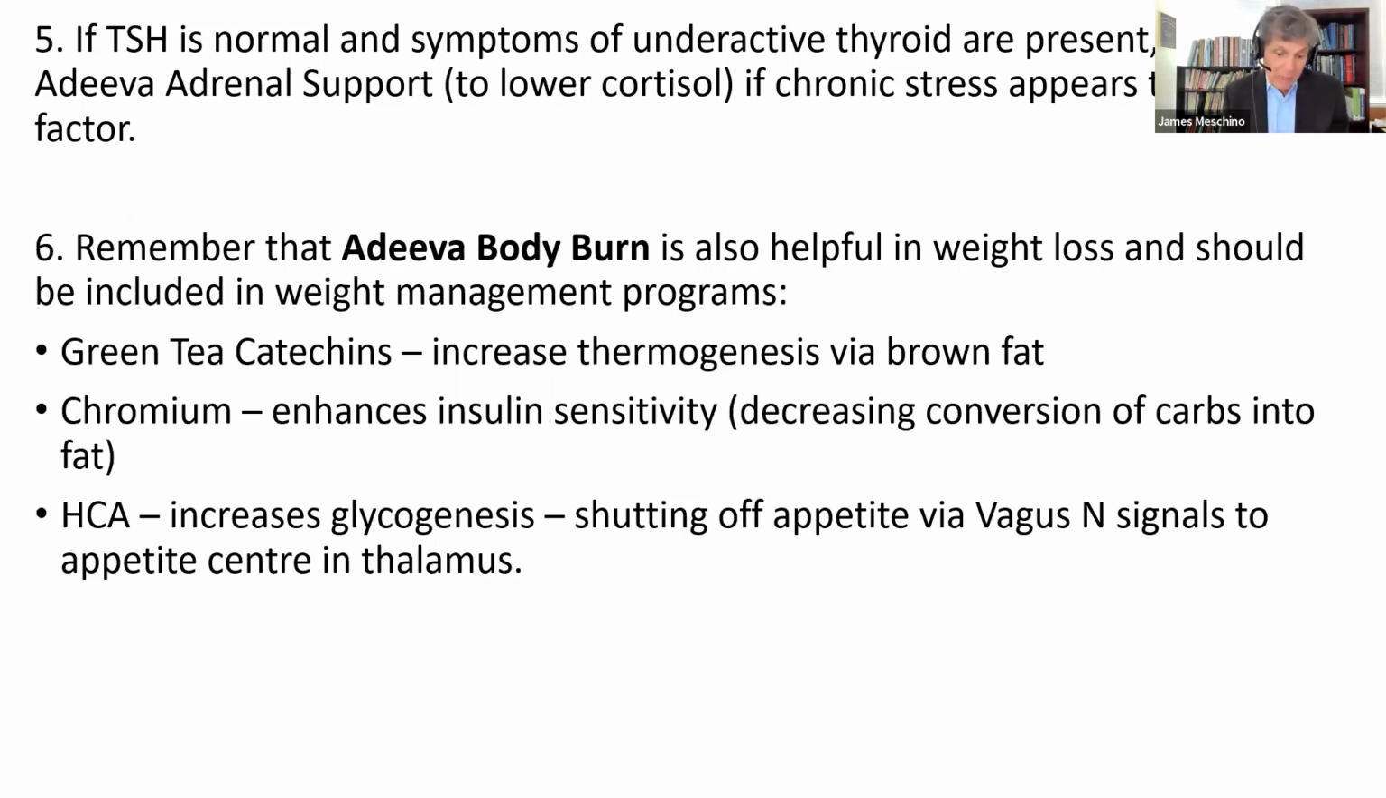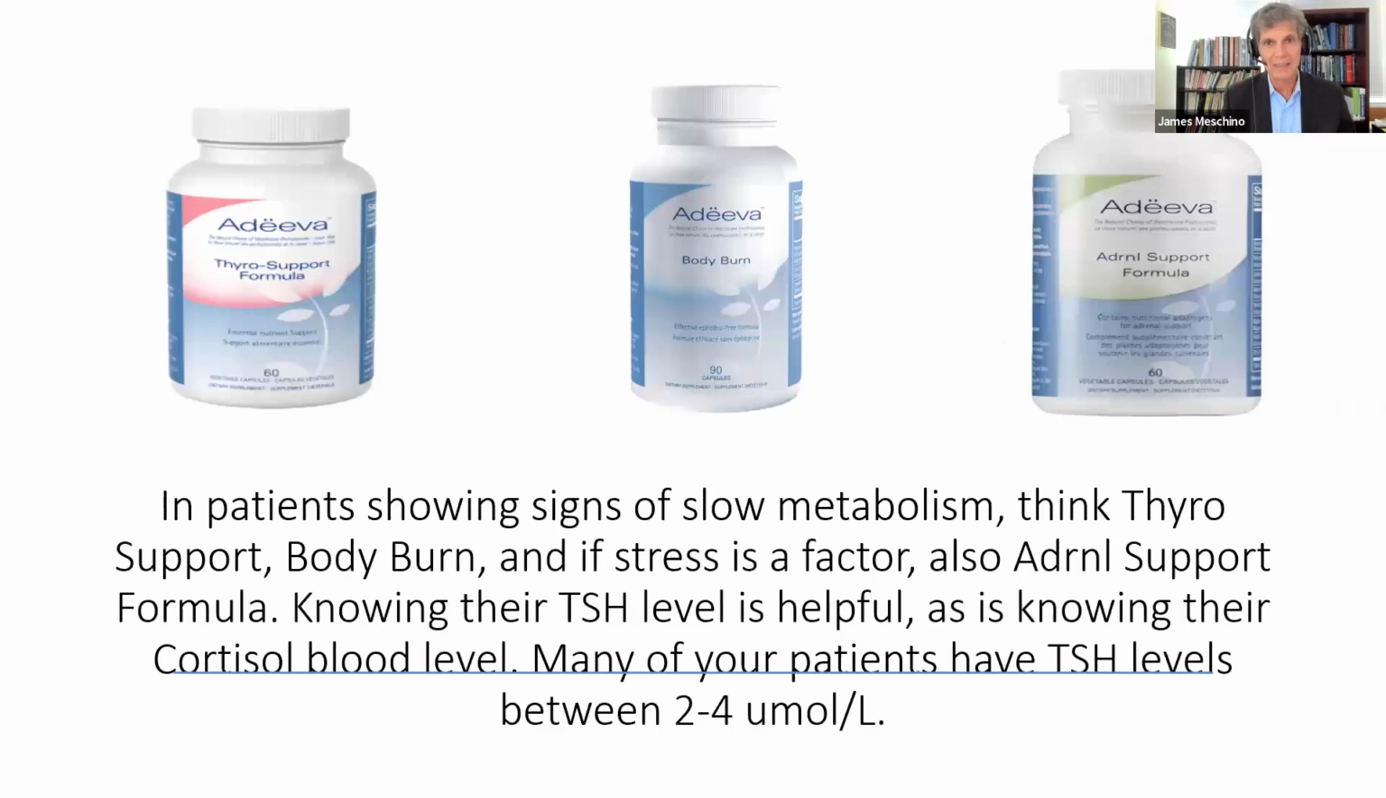And remember that all people who are overweight and struggling, Adëeva Body Burn is one of those key supplements to be working with, because the green tea catechins turn on thermogenesis, chromium enhances insulin function, and hydroxycitric acid helps to shut off appetite by increasing the synthesis of glycogen, which then through the vagus nerves helps to shut appetite off. So Body Burn is sort of that mainstay product. A lot of you are using it, but you may not be clued into the thyroid and adrenal story exactly as they could be incorporated.